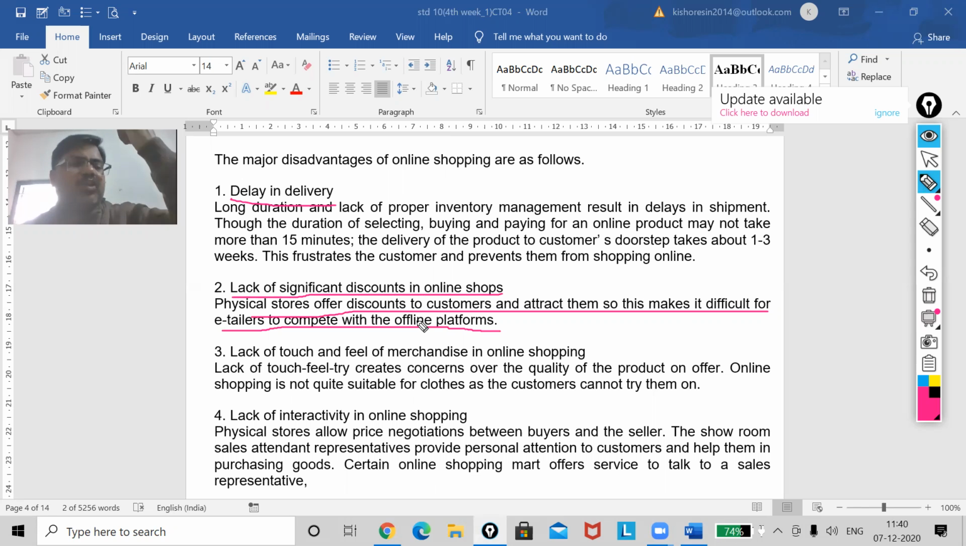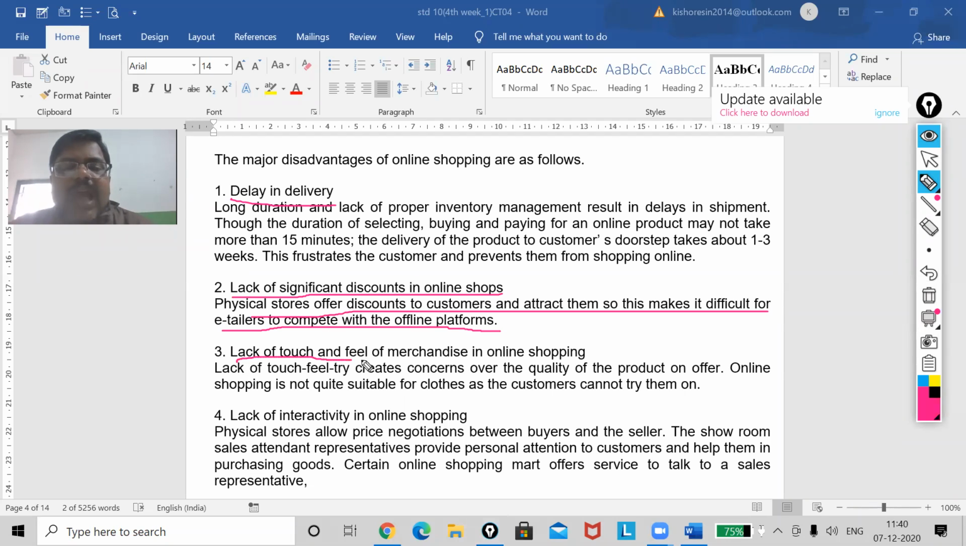Even some malls have a heavy discount. Yes, buy one get one. This type of facilities you have. I'm not saying that all the shops are giving, but big shops, malls, there you can have facilities. Whatever the discount that you are getting there, here also you can get it.